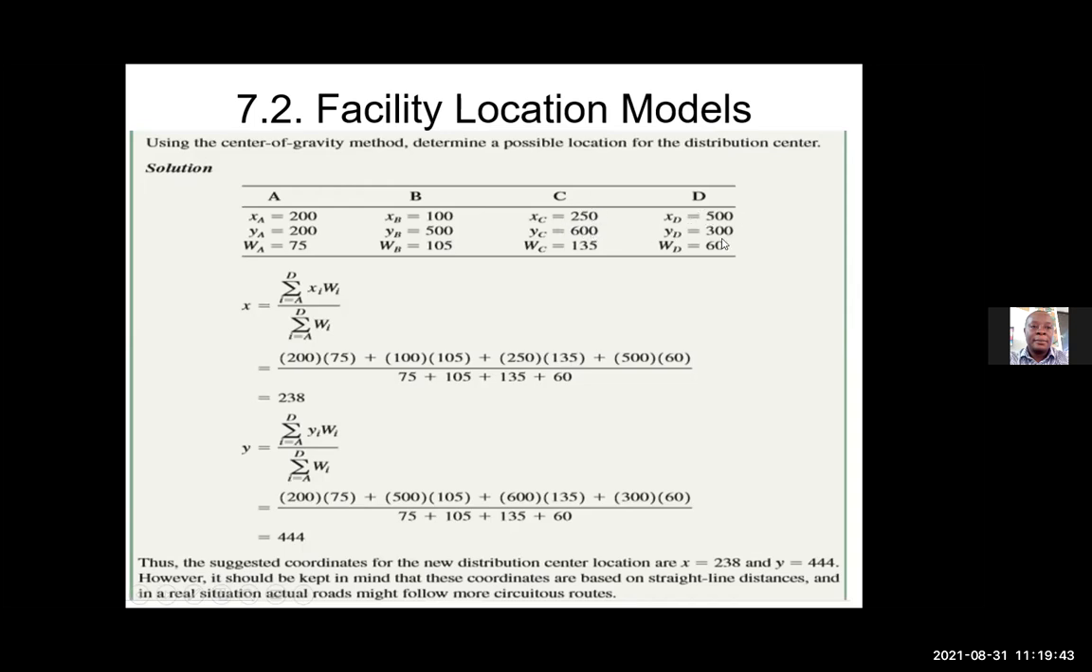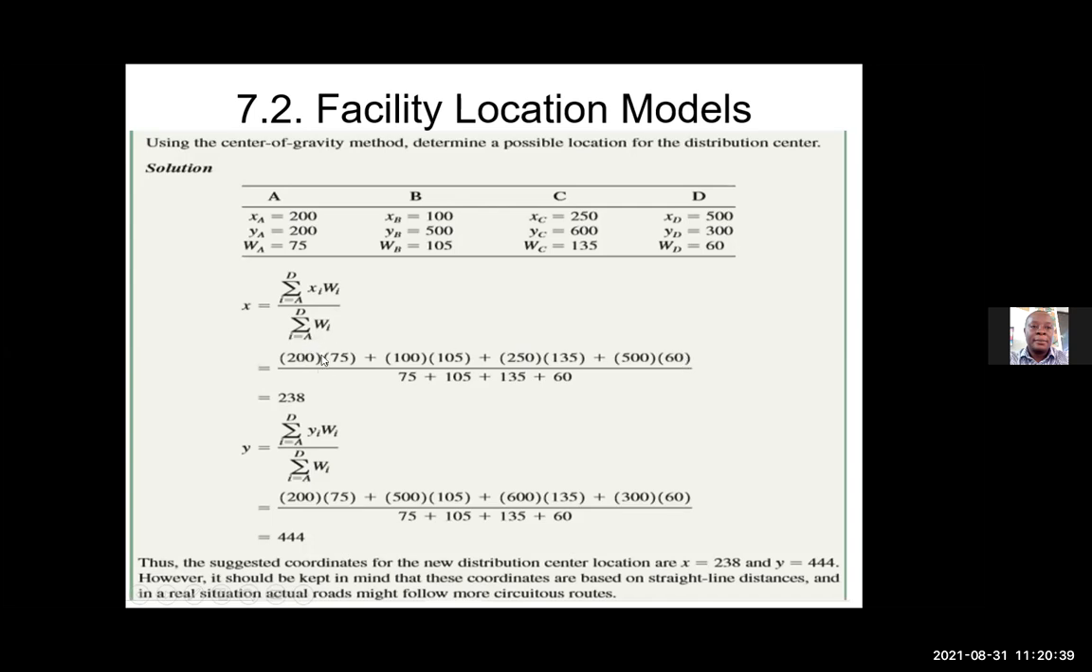And then supplier D is 500, 300. The weight of shipment for each location is written under it. So what we'll do is multiply. We'll do the X first and then the Y coordinates. We pick the 200, multiply it by the weight, plus the next one, 100, multiplied by the weight, so 100 by 105, plus then we pick the next supplier, 250, and multiply it by the weight, 135, plus 500, multiplied by the weight.